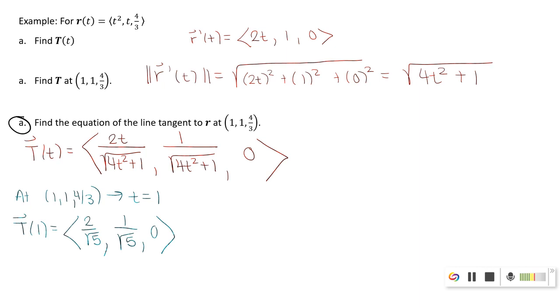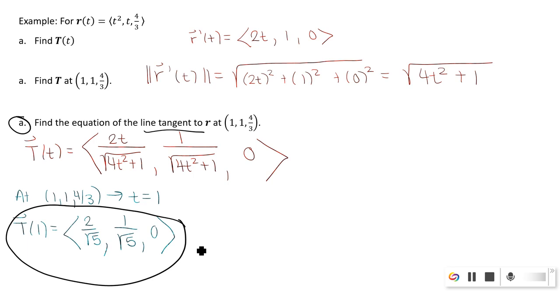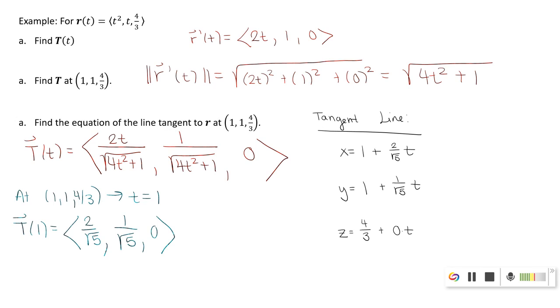So now we're going to have to use information that we've learned in the previous chapter and apply that here. My tangent vector goes in the same direction as my tangent line. My tangent vector is actually my direction vector. And then I am given a point for that line as well. And so I'm going to go ahead and write my equation in parametric form. That's how we've been writing equations of lines in space.